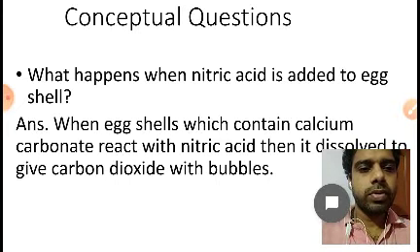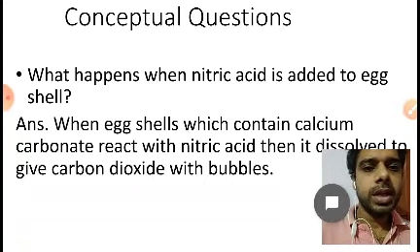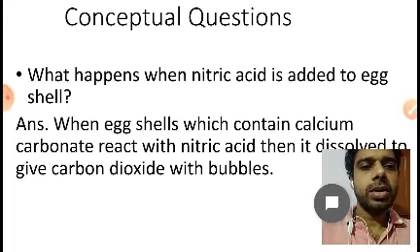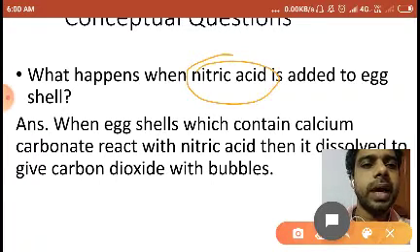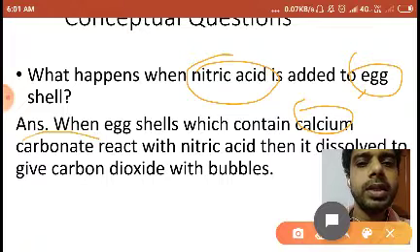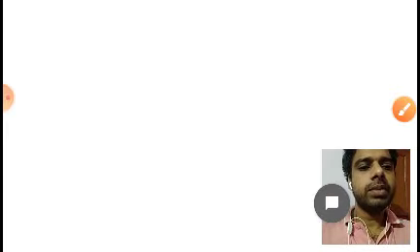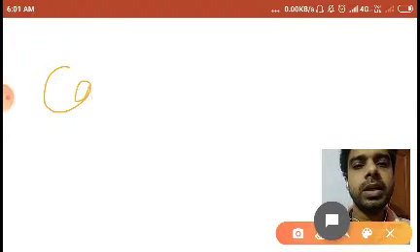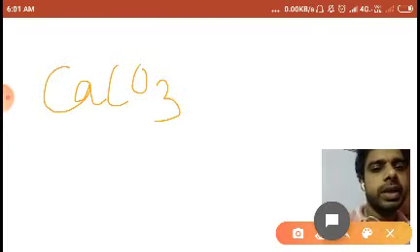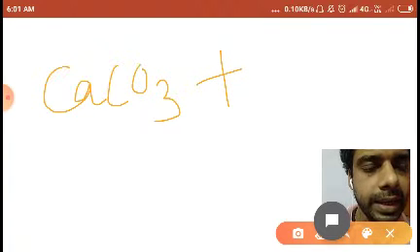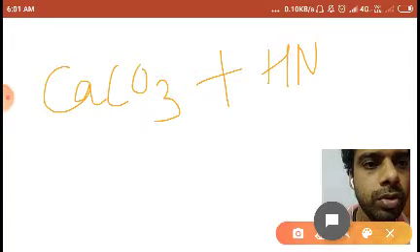Okay, now. So, from the chemical reaction, you will understand what will actually happen when nitric acid is added to egg shells. So, dear students, you all know that egg shells contain calcium carbonate. So, you can see the chemical reaction I will write for this one, and you can tell what happens when calcium carbonate is reacted with nitric acid, HNO3.